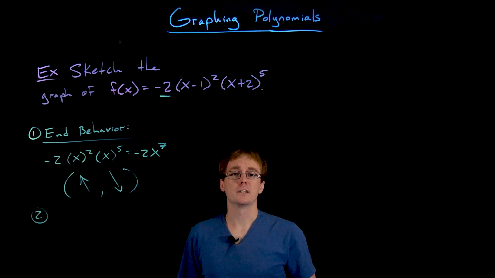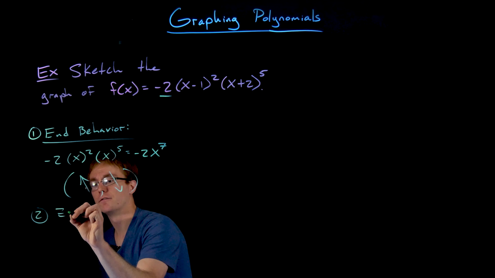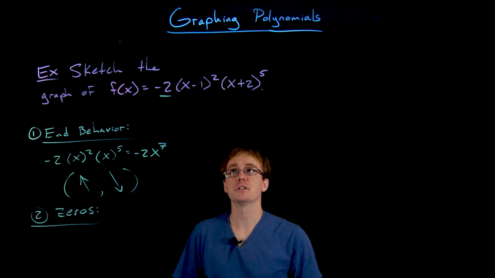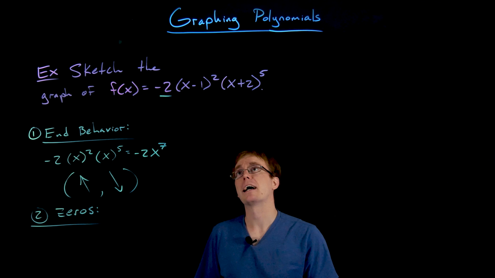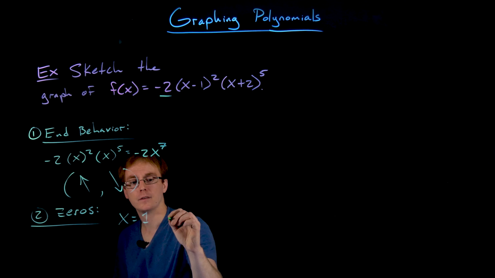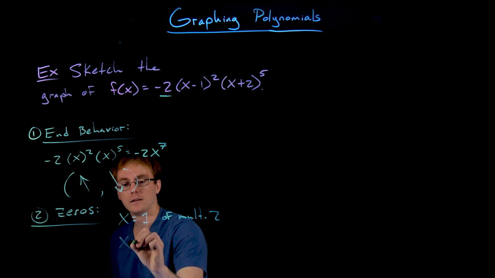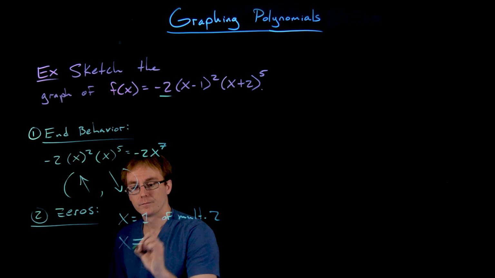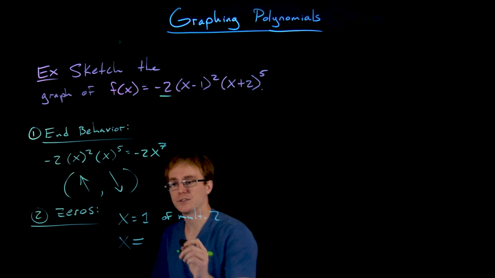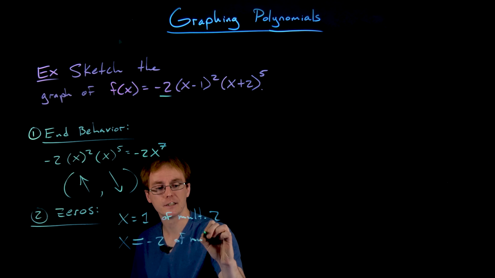The rest of the information we need can now be found through the zeros of our polynomial and the multiplicity of those zeros. And this is where working in factored form is very beneficial. We can see from that first factor of x minus 1 squared, we have a 0 at x equals 1 of multiplicity 2. And from our next set of factors, x plus 2 to the power of 5, we see we have another 0 at x equals negative 2 of multiplicity 5.